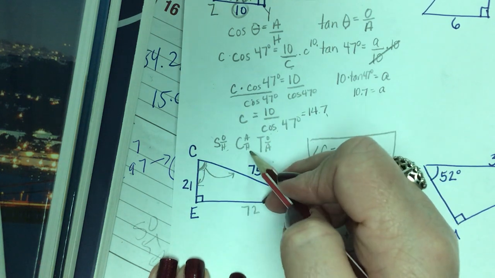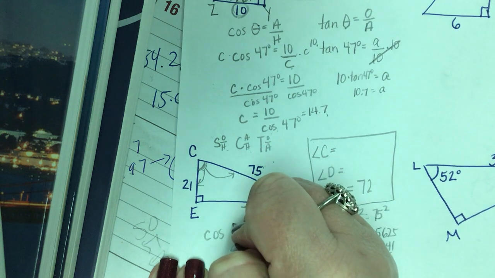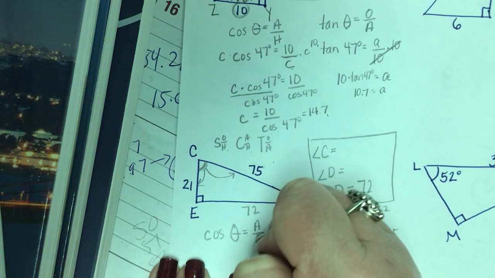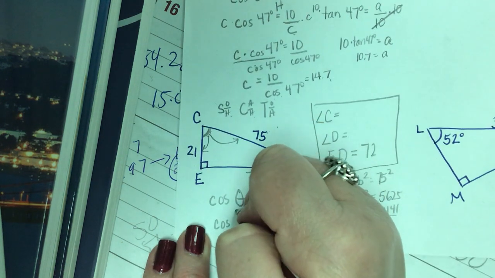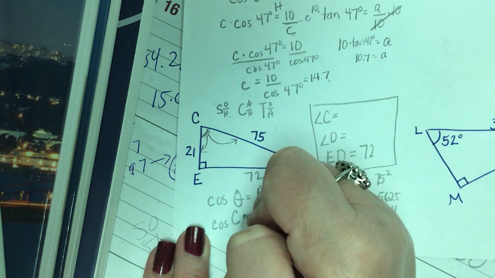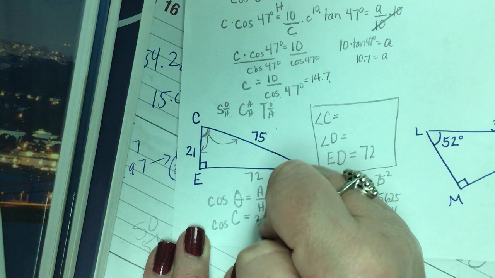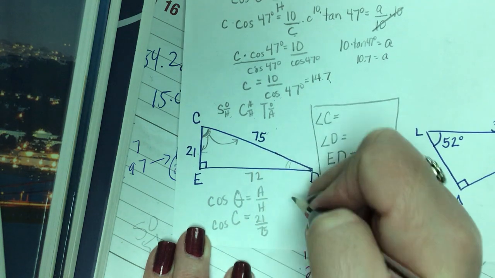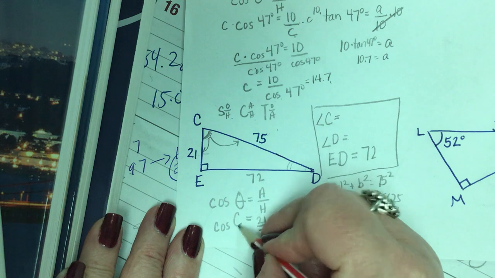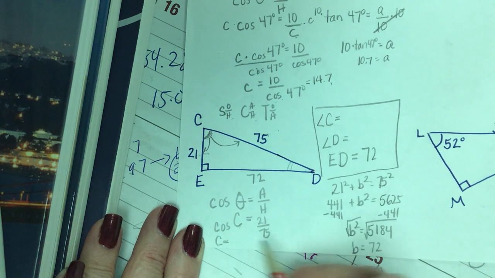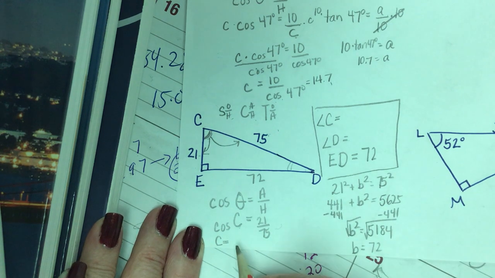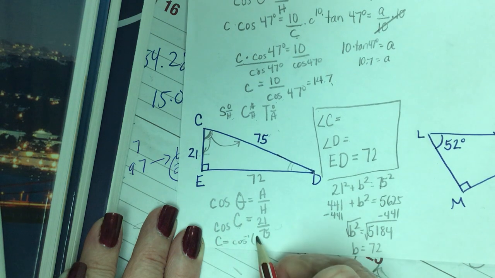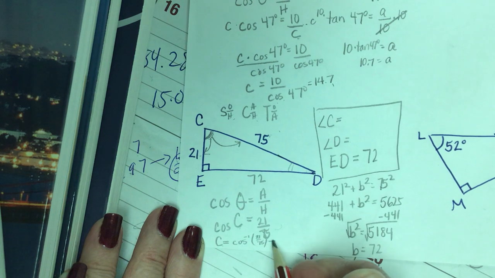So adjacent over hypotenuse. Cosine of my angle equals adjacent over hypotenuse. Cosine, do I know the angle measure? No, I don't. So cosine of C is going to equal adjacent, which is 21, over hypotenuse, which is 75. So now, when you don't know the angle, use the inverse. Write this out so you can look back at this. So when you're doing these on your paper, write this out so you have something to look back at. So angle C is going to be inverse cosine of 21 divided by 75.